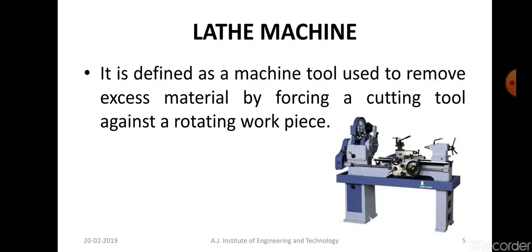That means the material from which the metal has to be removed will be rotating, and the tool will generally be stationary. It will just be placed against the rotating workpiece. So when the workpiece is rotating and you place a tool against it, the material will be removed. Generally, a lathe machine is used to produce circular objects. So if you want to make a cylindrical object, we have to use a lathe machine.